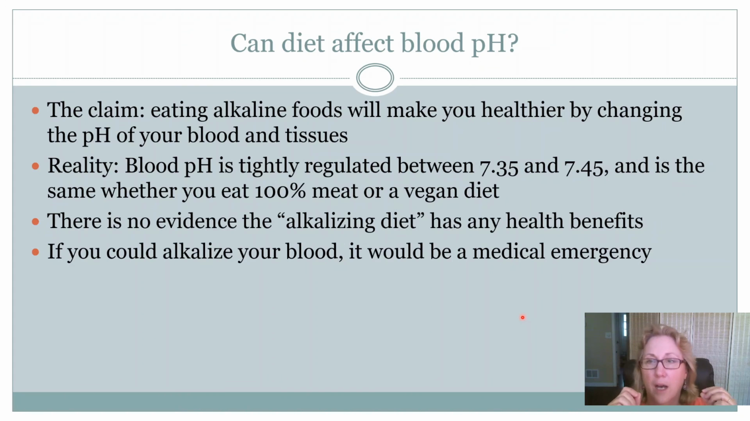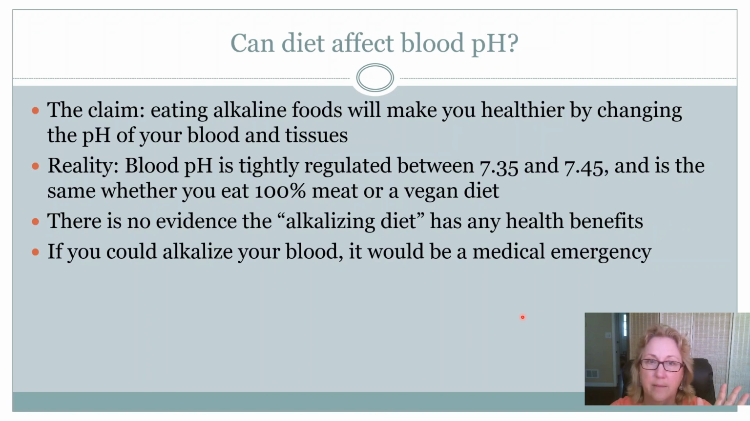The reality is, though, your blood and your cells as well, the pH is really tightly controlled. Between 7.35 and 7.45. If it goes down just a tiny bit, that triggers breathlessness. And it doesn't change based on your diet. You could eat 100% meat for a week and we'll measure your blood pH, and then you could switch and eat 100% plants for another week and it would be exactly the same. You cannot affect your blood pH by your diet.